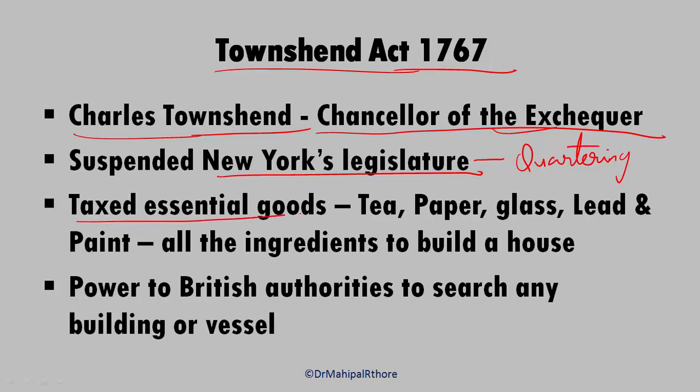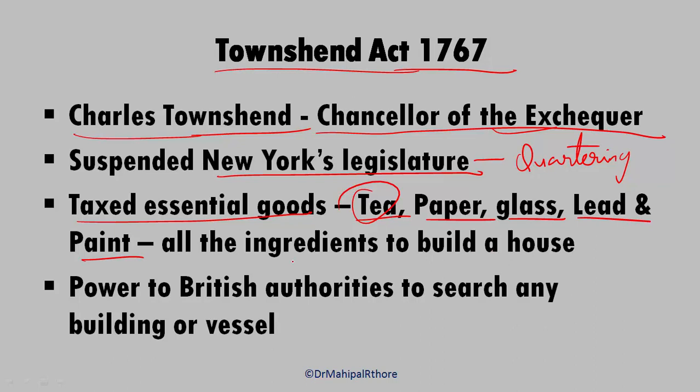Second, it taxed essential goods like tea, paper, glass, lead, paint. Tea was consumed by everyone in British society as well as American society. It was brought from India by the East India Company and it was very popular. It is a commodity that is consumed many times and by everyone. So it is like sugar or wheat. You can say that it is a part of the daily routine. So it was very common. Everyone had to buy it. If you tax this, everyone suffers.